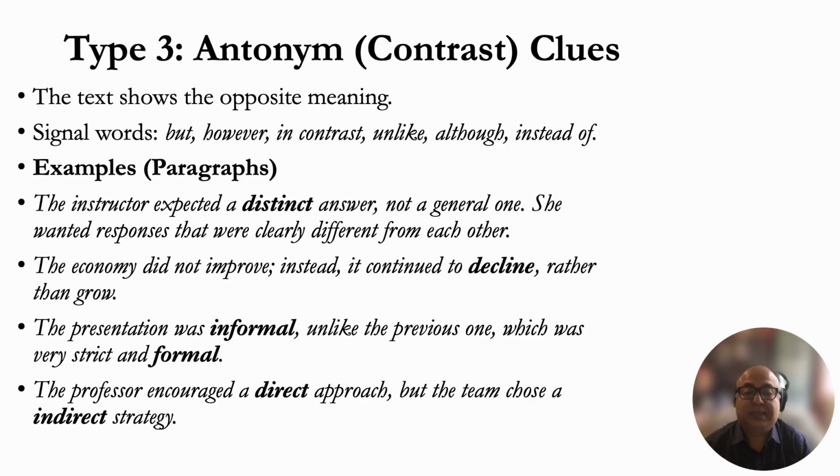The second example, decline. The economy did not improve. Instead, it continued to decline rather than grow. The presentation was informal, unlike the previous one, which was very strict and formal. So how do you know these are antonyms? Look at the signal word. It says unlike, correct? That means it's the opposite. It's a contrast. The last example, the professor encouraged a direct approach, but the team chose an indirect strategy. It's just the opposite of direct. Okay? Understood? So far, so good?